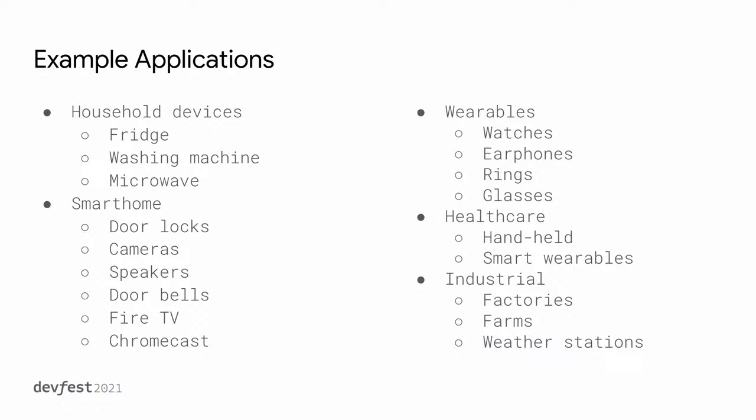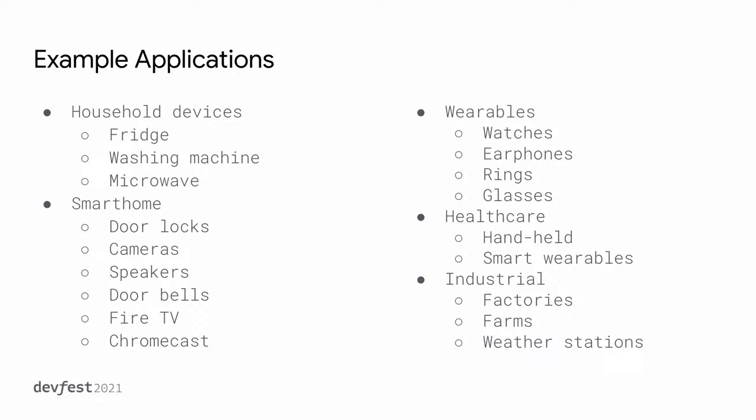So if you think about examples of devices that have microcontrollers in them, we have a wide range of them. Within the house, you have fridges, washing machines, microwave ovens. These all have microcontrollers inside of them. If you think of the smart home, you have door locks, cameras, speakers, doorbells, set-top boxes, and even televisions that are smart in and of themselves, so they don't need an extension.